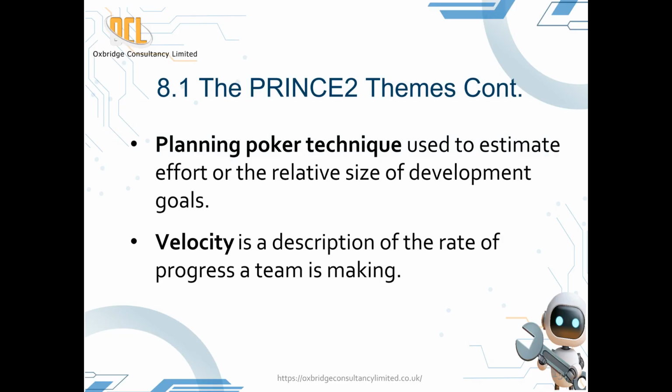Velocity is described as the rate of progress a team is making. For example, if a team is completing 20 user stories per week, and this is their velocity, it can be used to empirically forecast their future rate of progress, assuming that the conditions remain the same.